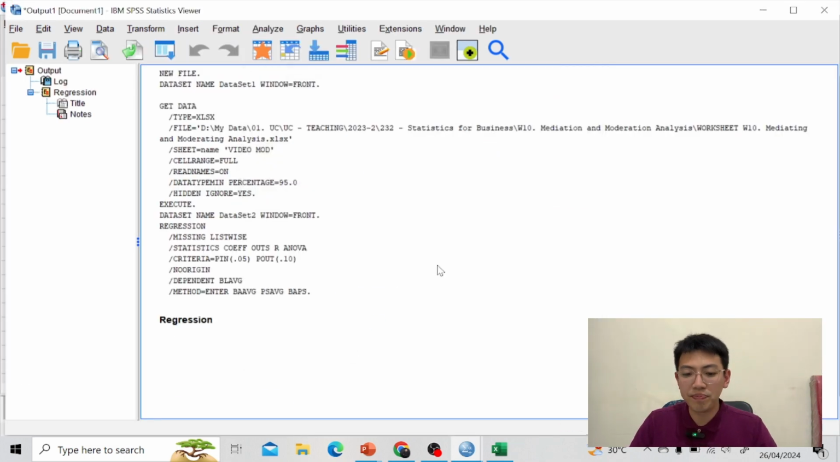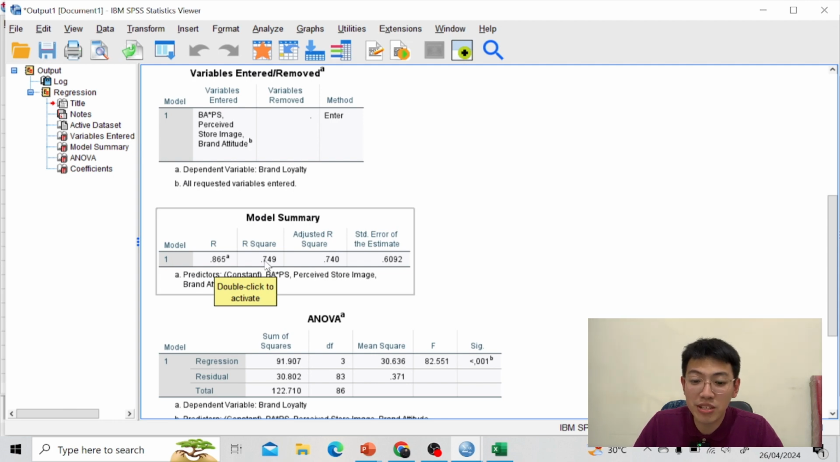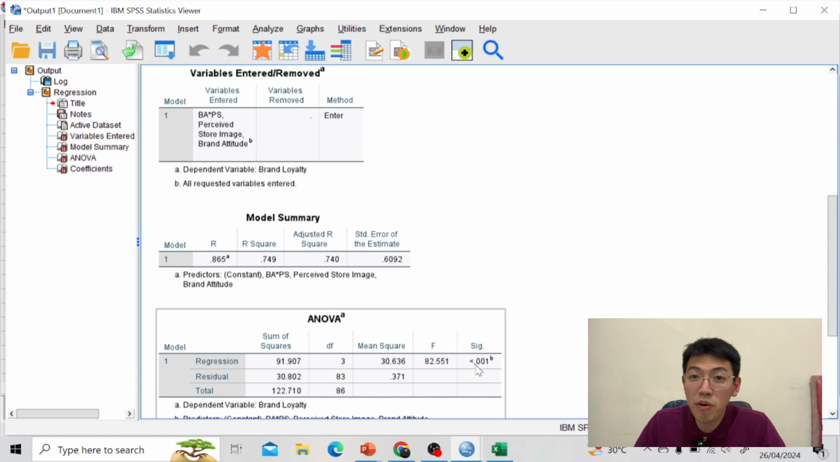Then okay. Alright, so this is the result. You can see that the R is 0.865. It means the correlation is strong and also positive. The R square is 0.749. It means 74.9% of the dependent variable can be explained by the independent variables. The F-test is less than 0.05, especially it is less than 0.001. It represents goodness of fit, or I can say that all independent variables simultaneously can affect dependent variable.